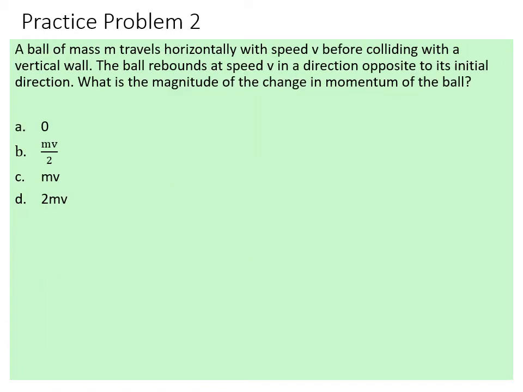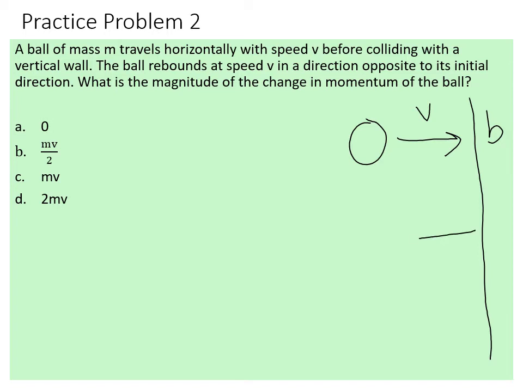A ball of mass m travels horizontally with speed v before colliding with a vertical wall. The ball rebounds at speed v in a direction opposite to its initial direction. What is the magnitude of the change in the momentum of the ball? So I like to draw a picture. Here's my wall, vertical. Here is a ball. It is coming in with some speed v, and this is before collision, and then it's going to rebound with some speed v after collision. What is the magnitude of the change in momentum of the ball?